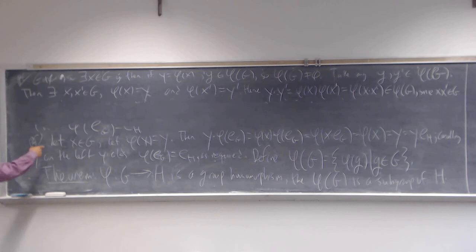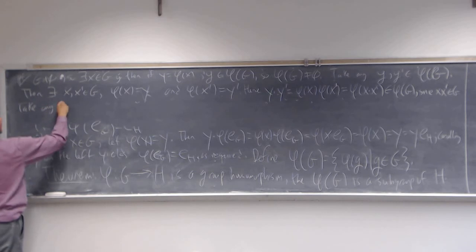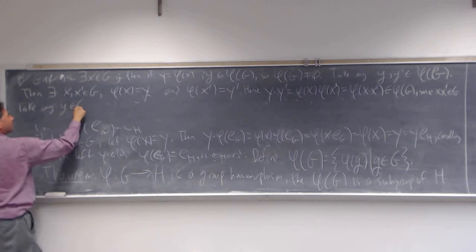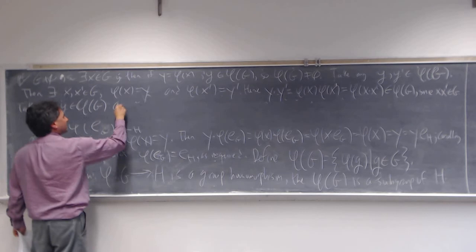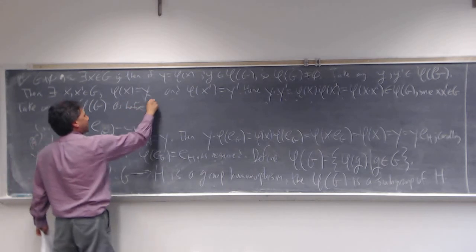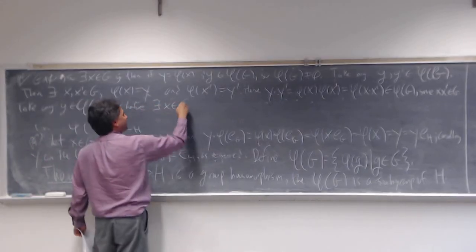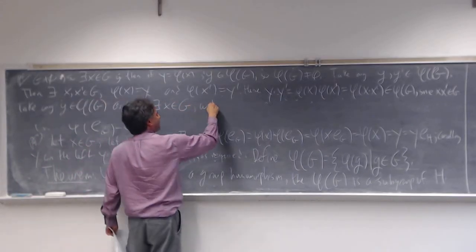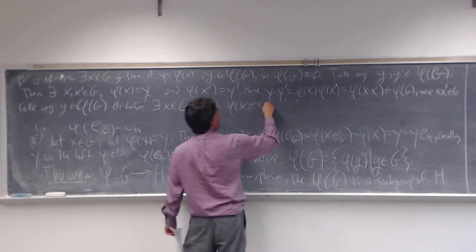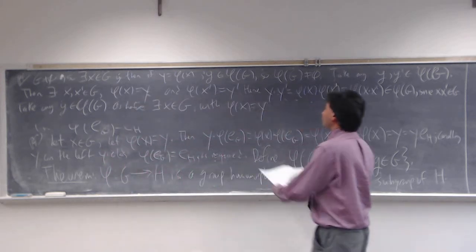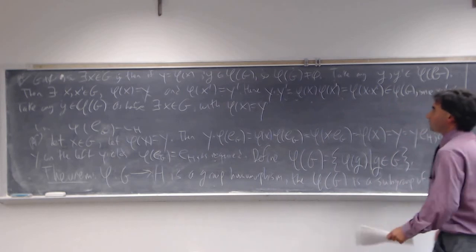Okay, now let's go back and just take a single element. Forget about x, y, y prime. Take any y in the range. As before, there's some element in G such that, if you're in the range, the function has to send something to you. So we have that equation.